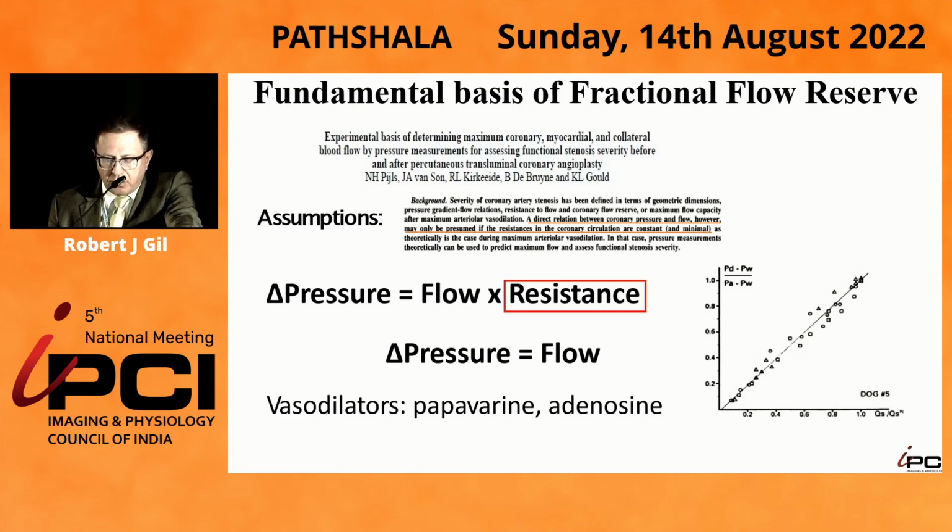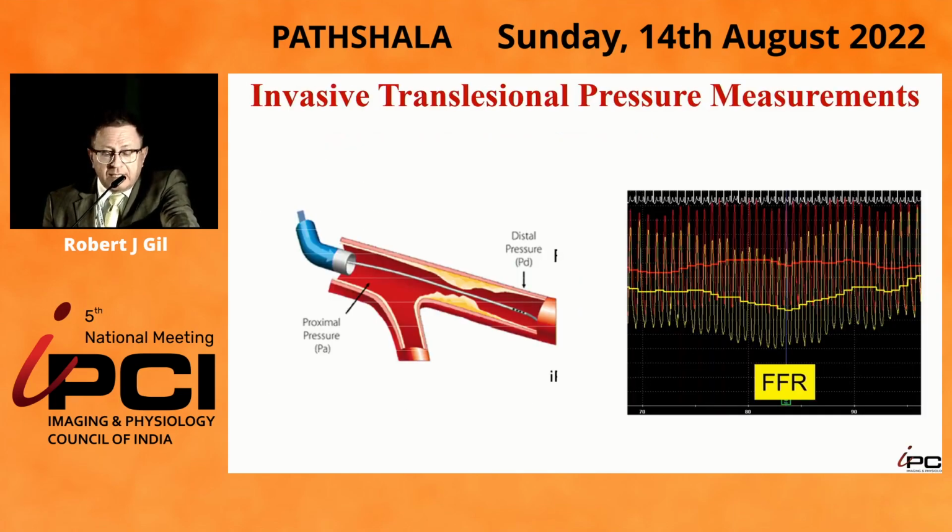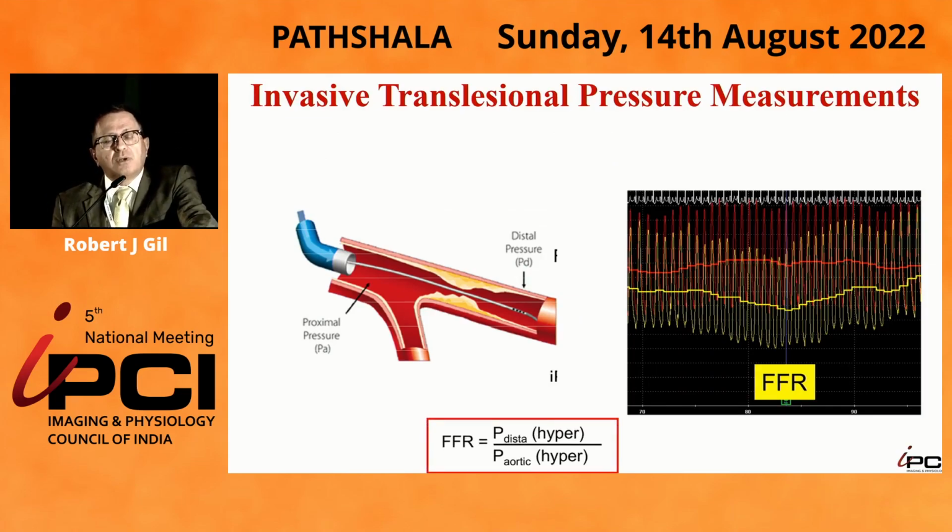So first of all, we assume that resistance is not important. Based on that, we calculate a ratio of distal to proximal pressure during the hyperemia. This is the most important thing in this part of my presentation.